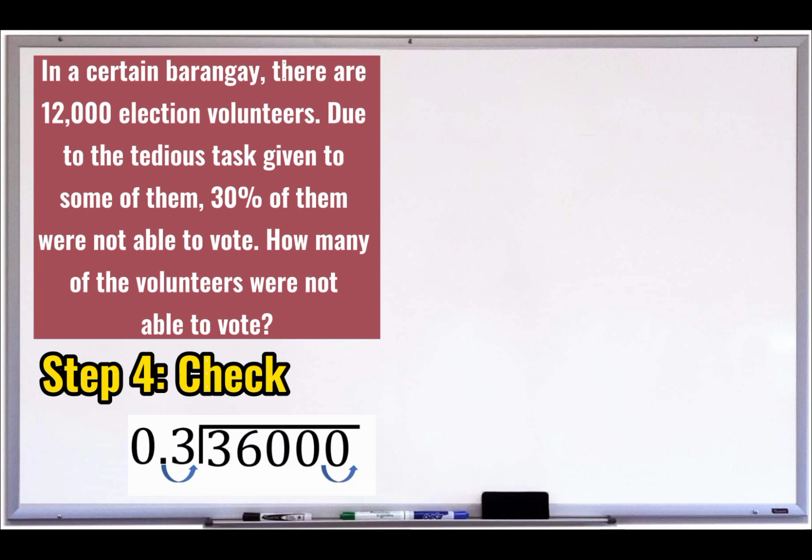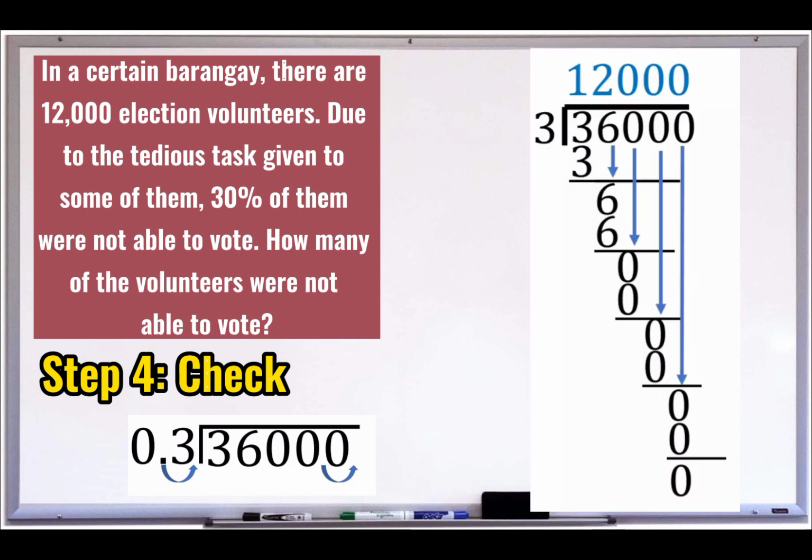So, magiging 36,000 divided by 3 na siya. 36,000 divided by 3, the answer is 12,000. So our answer is correct.